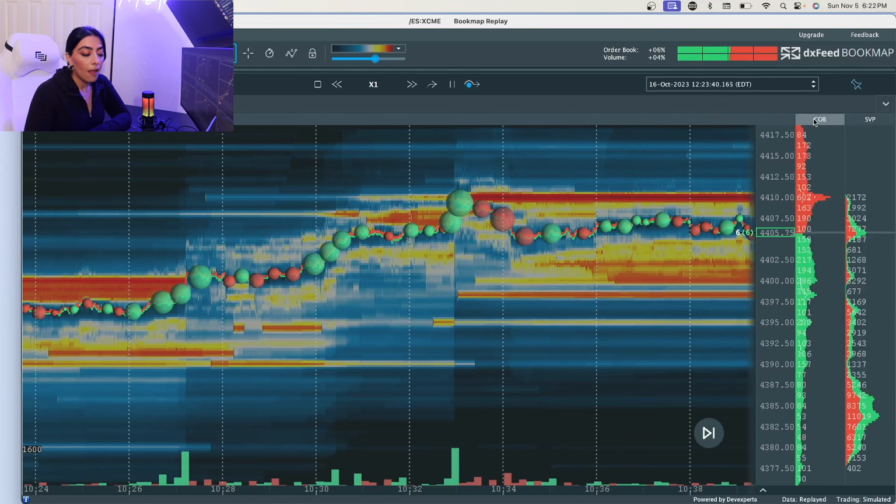So if it's at a level to the upside, it's going to be resistance. A level to the downside, it's going to be support. A level to the upside, we have a wall of sellers, and a level to the downside, we have a wall of buyers.